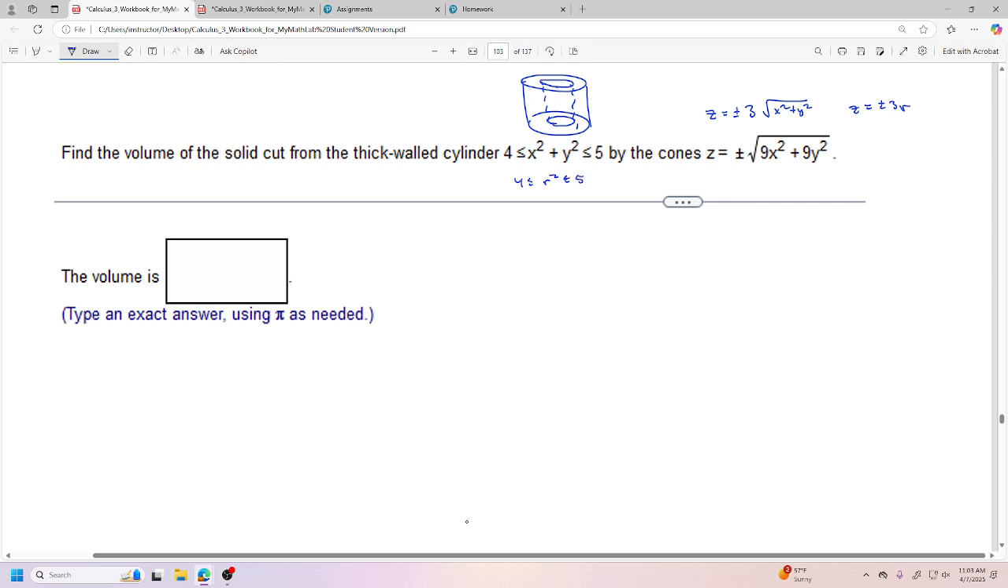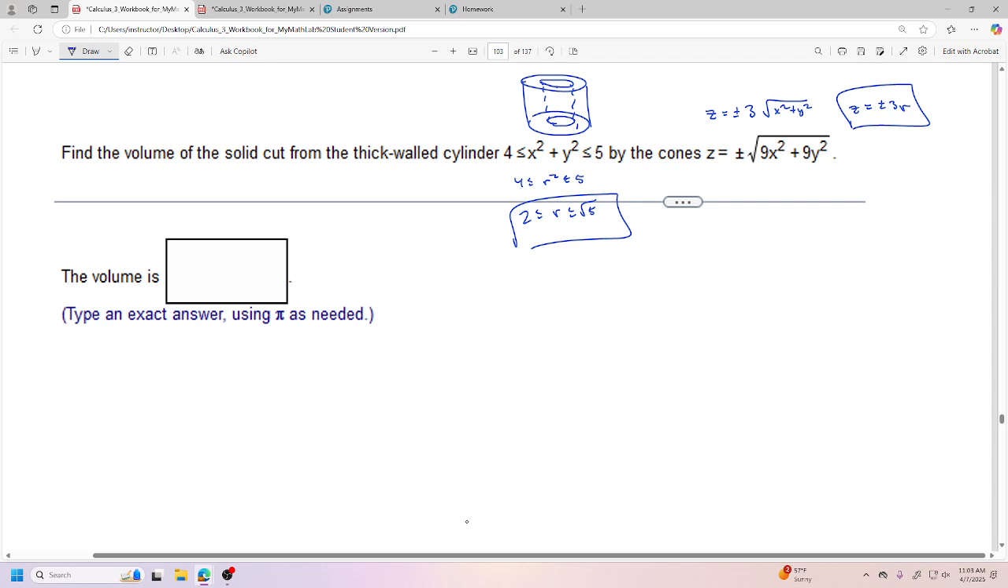Now, over here, I can say that this is between these two guys. R squared is between these two guys. So then my R would be between these two guys. So I'm already kind of getting some limits of integration going. You can see that we're going to go to polar / cylindrical mode because it's a cylinder anyways. So we're already getting pretty close.